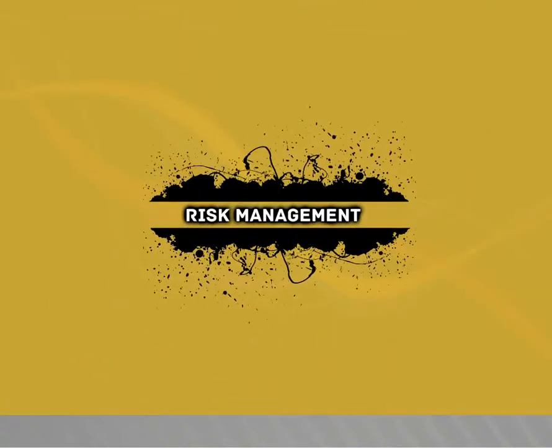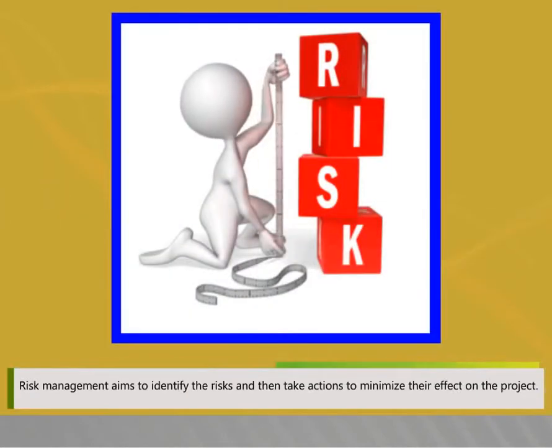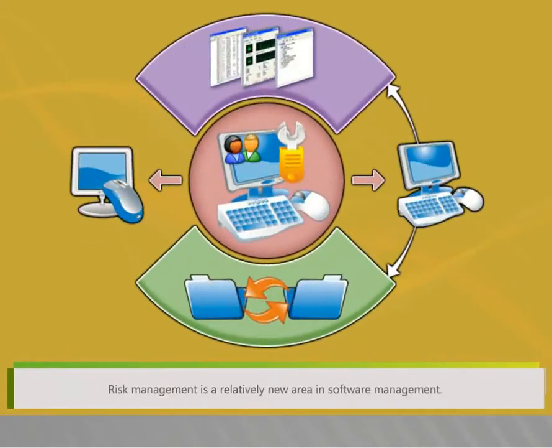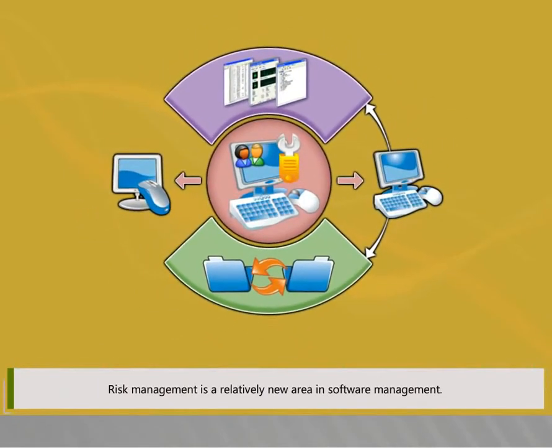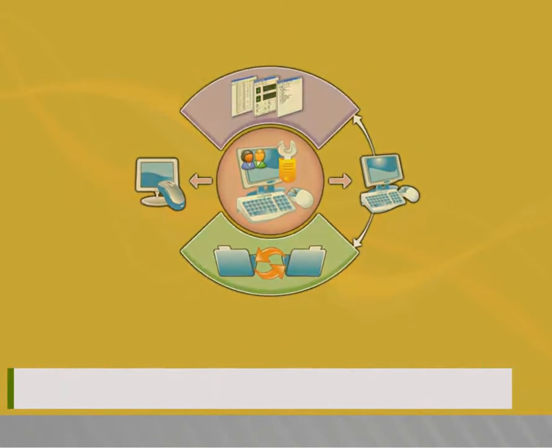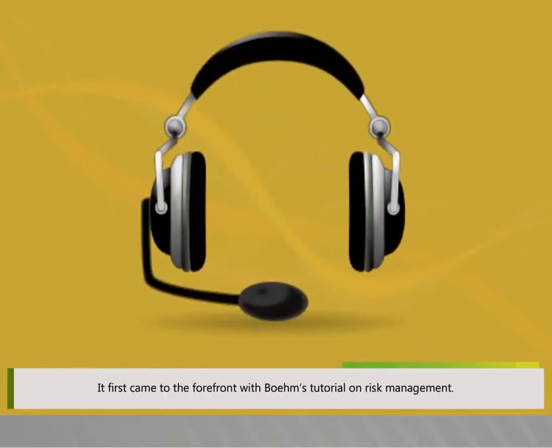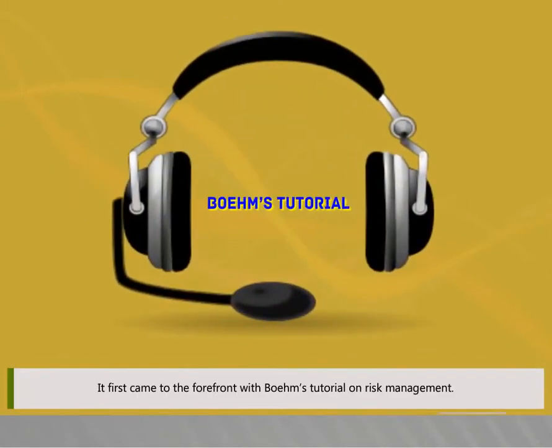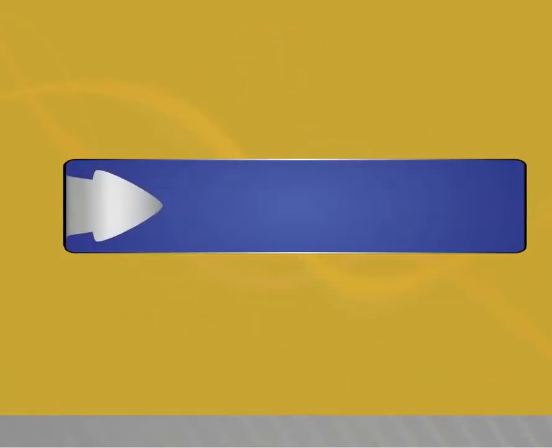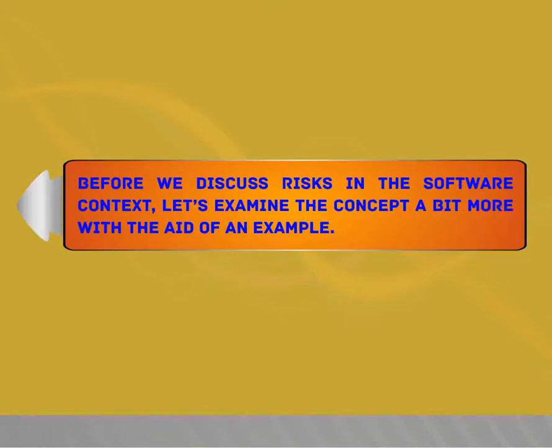Risk management. Risk management aims to identify the risks and then take actions to minimize their effect on the project. Risk management is a relatively new area in software management. It first came to the forefront with Boehm's tutorial on risk management. Before we discuss risk in the software context, let us examine the concept a bit more with the aid of an example.